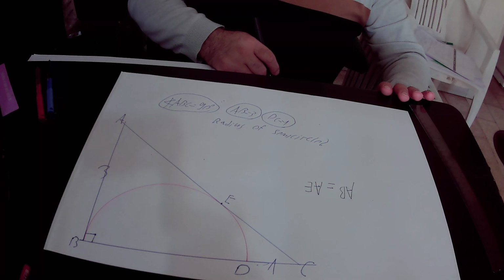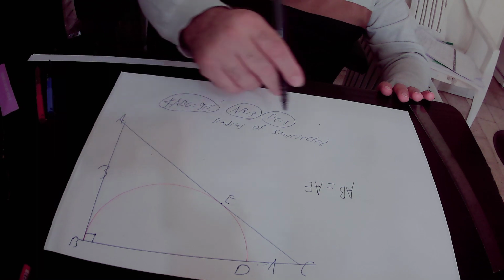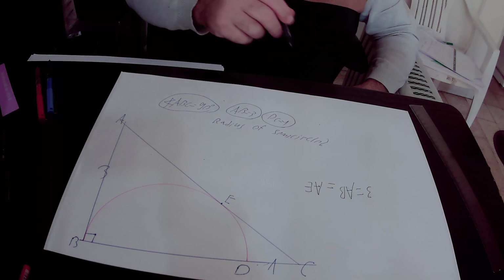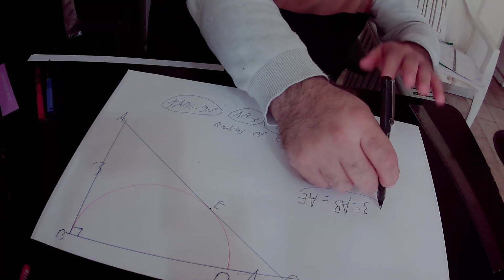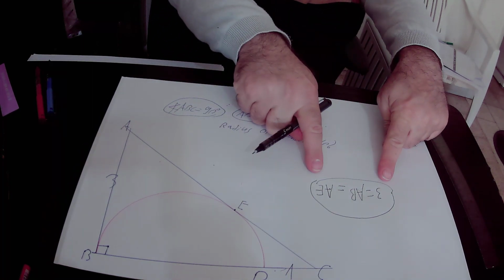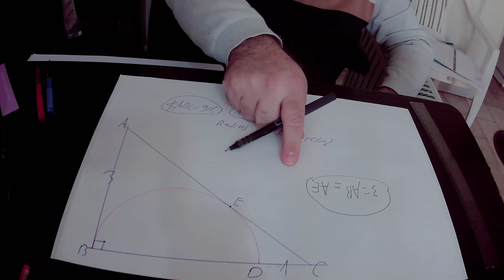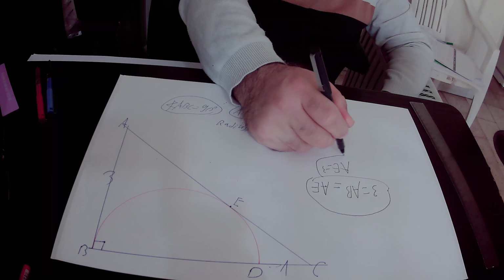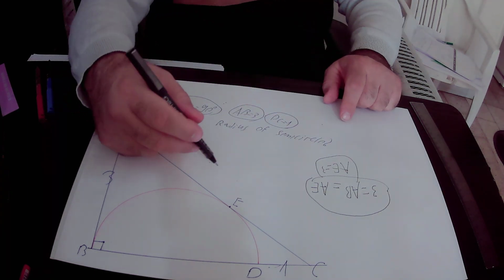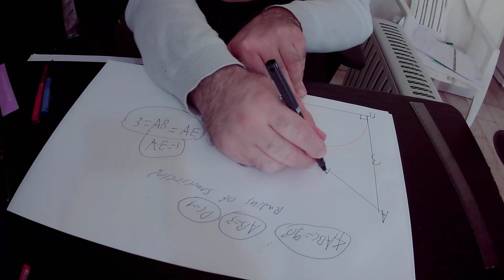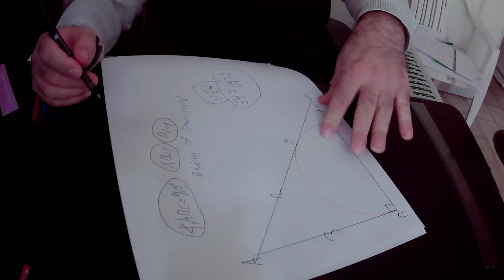Okay, AB equals AE, but we know that AB equals 3 units. So from this equality, we will derive that AE also equals 3 units. So we can write here that line segment AE equals 3 units in its size, in its length.